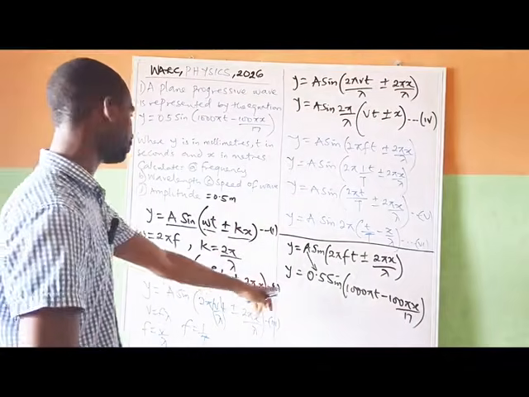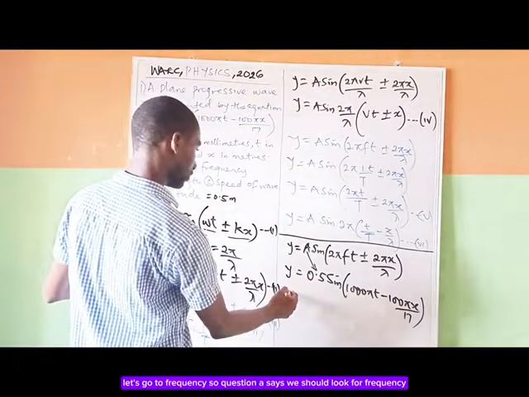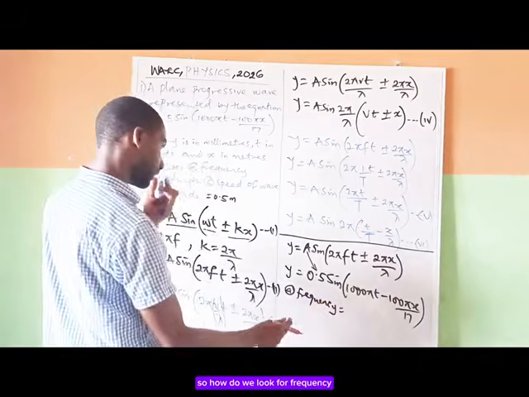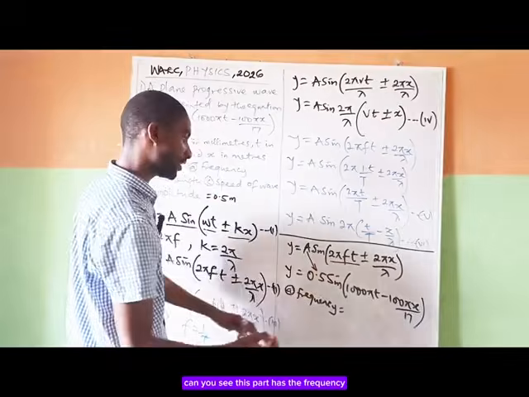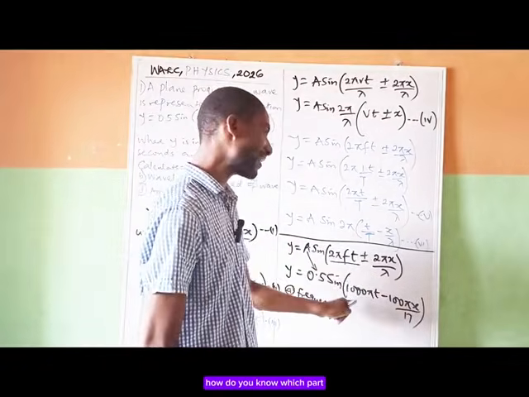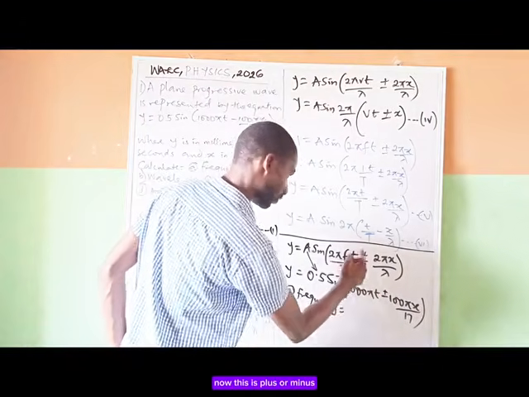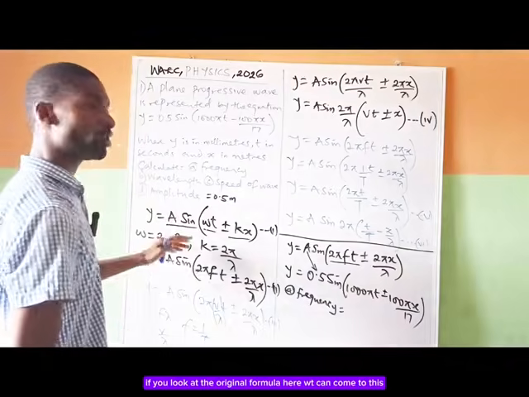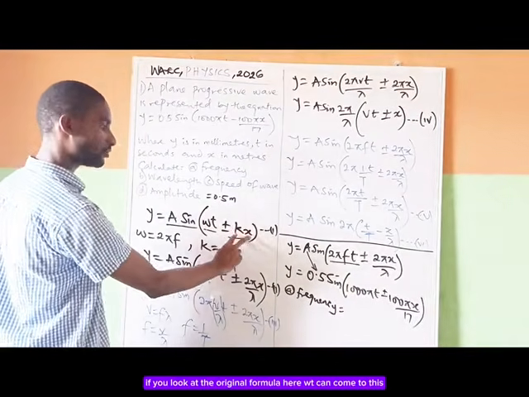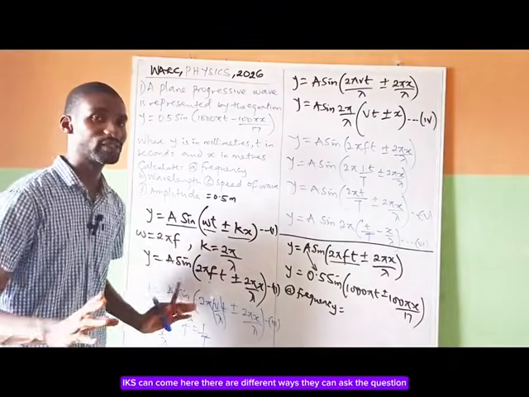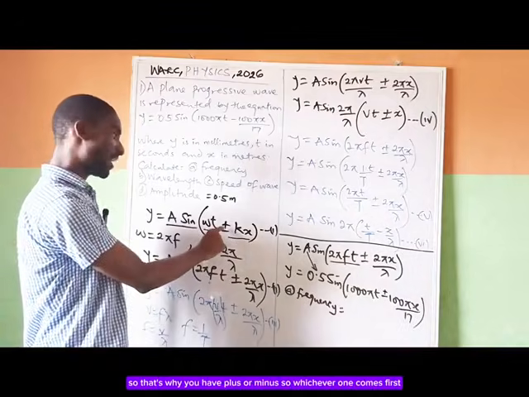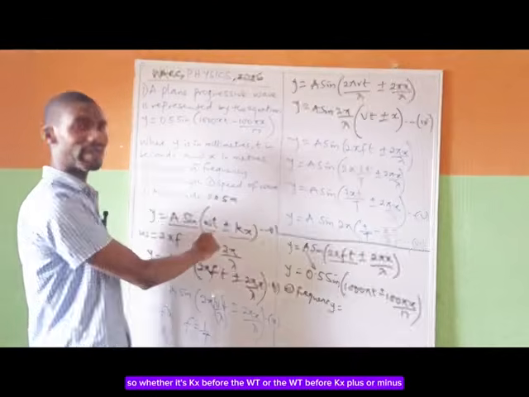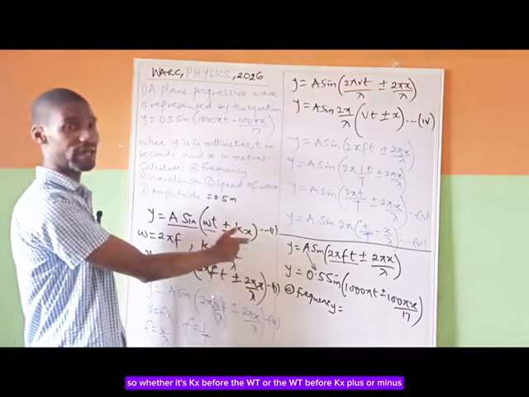Now the next thing, let's go to frequency. Question A says we should look for frequency. How do we look for it? Can you see this part has the frequency? So you equate this part to this. How do you know which part? This is plus or minus, which means this part can come first before this part. If you look at the original formula, ωt can come to this side, kx can come here. There are different ways they can ask the question, so whichever one comes first, it still works, whether it's kx before ωt or ωt before kx.